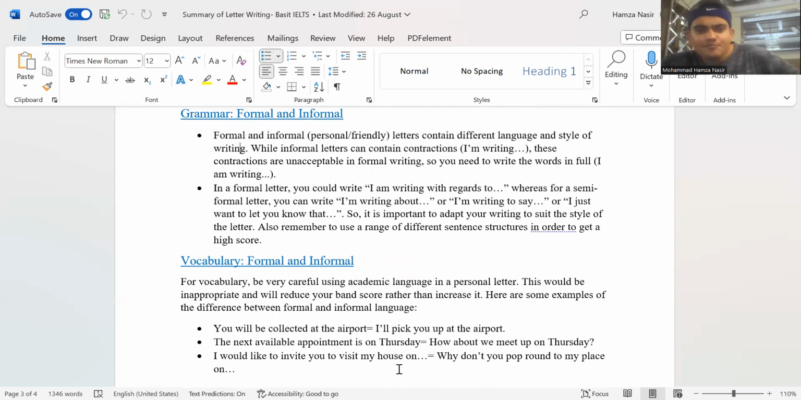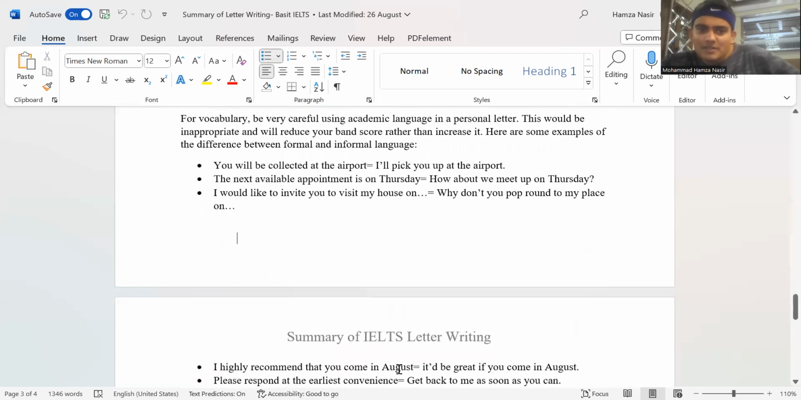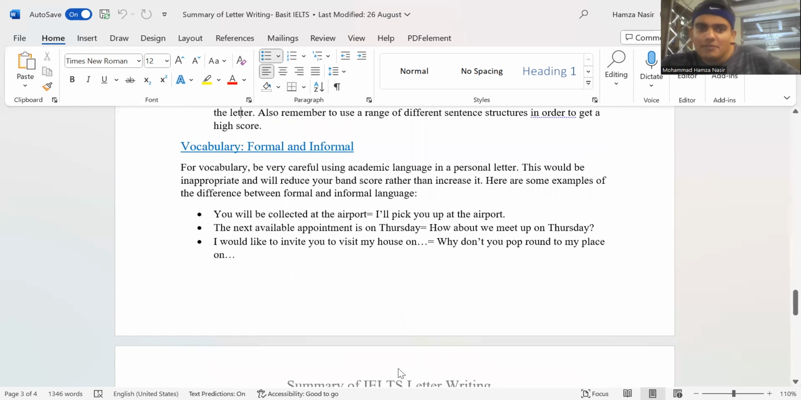Apart from that, fellas, we talk about vocabulary, okay? Formal as well as informal, right? For vocabulary, you have to be very careful using academic language in a personal letter. This would be inappropriate, right? Obviously, if you're being too formal and officious, or what should I say, judicious, in a personal letter, that's not right. It's going to be inappropriate and it will reduce your band score rather than increase it.